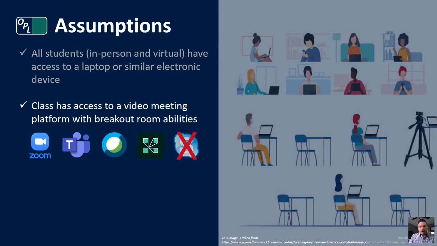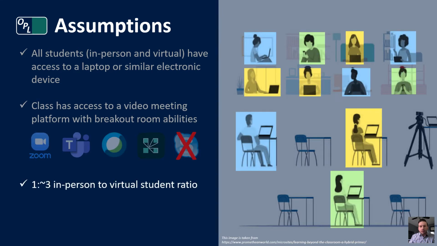The second, as was kind of alluded to in the first, is that all students have access to a video meeting platform that has breakout room ability. Now, not all strategies need breakout rooms, but it is definitely useful to have the ability to use them when you want to do some strategic grouping. So you'll notice that Zoom, Teams, WebEx, and Adobe Connect all have breakout room features, but unfortunately Skype does not. So if your school is using Skype, you're going to have to think about different ways to do the activities, since you will not be able to use breakout rooms.